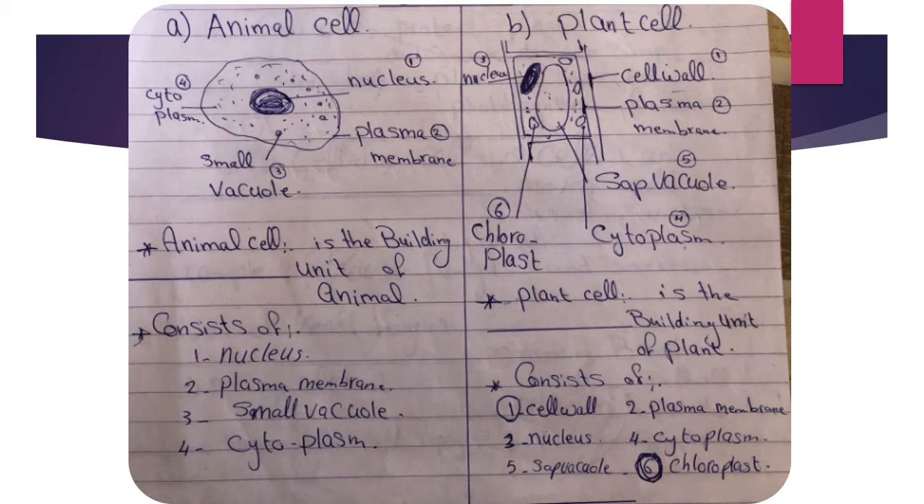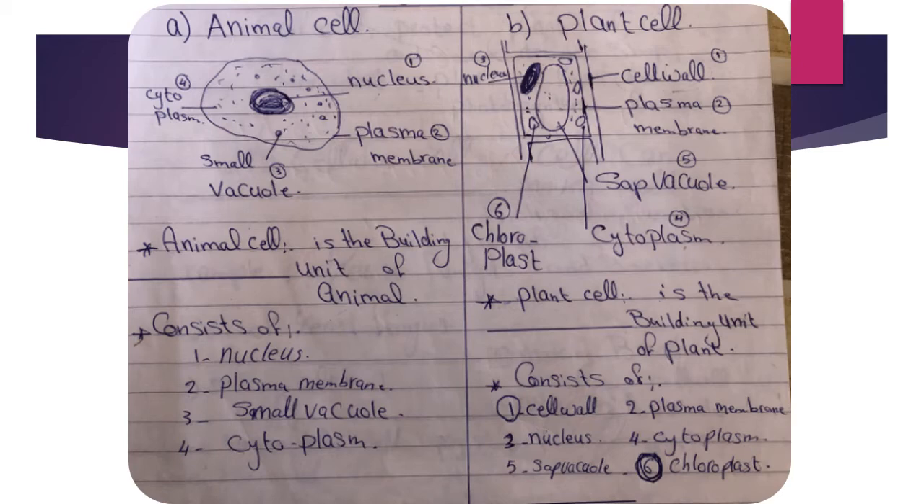Now the animal cell. What's meant by animal cell first? It is the building unit of animal. What is the structure of the animal cell? It consists of four organelles or four parts. What are they in the animal cell? Let's look at the drawing. First, nucleus. Second, plasma membrane. Then small vacuole. Then cytoplasm. Again, the animal cell is the building unit of animal. It consists of a nucleus, plasma membrane, small vacuole and cytoplasm.